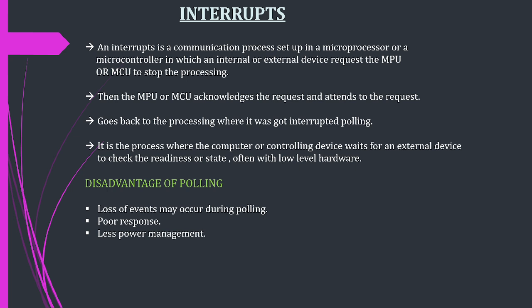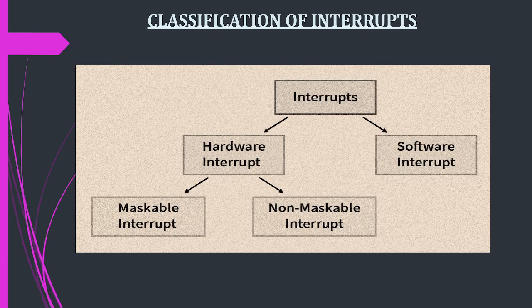Polling. The state of continuous monitoring is known as polling. It is the process where the computer or the controlling device waits for an external device to check its readiness and state, often with low level hardware. The disadvantages of polling: loss of events may occur during polling, poor response, and less power management.